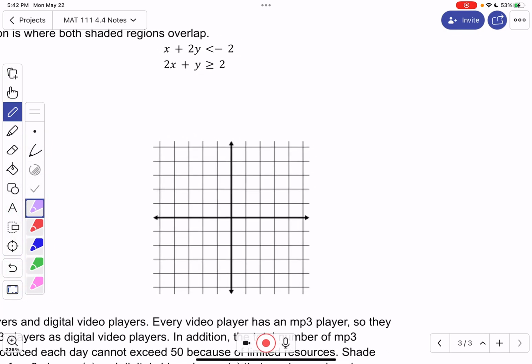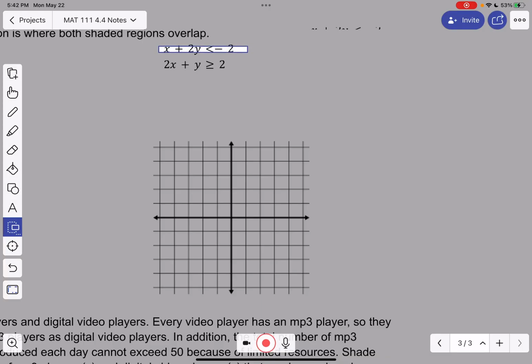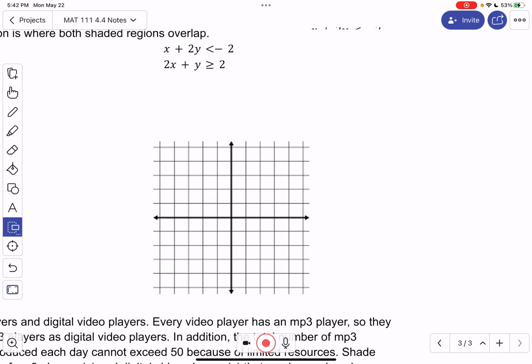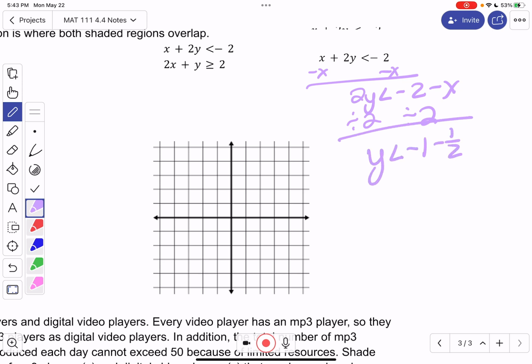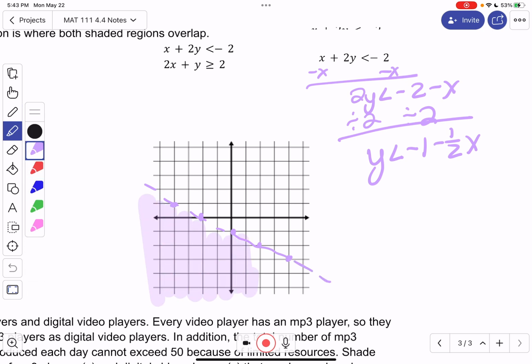Let's do the same thing here. Make them both say y equals. Let me try this again. There we go. So I'm going to subtract the x. Divide by 2. Y is less than or equal to -1 minus 1/2 x. So -1, down 1 over 2, down 1 over 2. Can't equal, so it's a dashed line. Less than tells us underneath. Then if I do this other one, I'm going to subtract 2x from both sides.